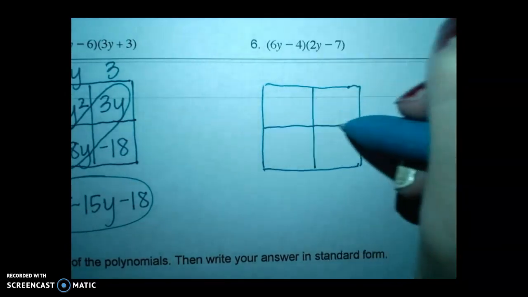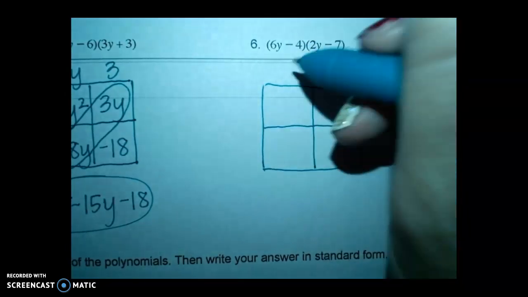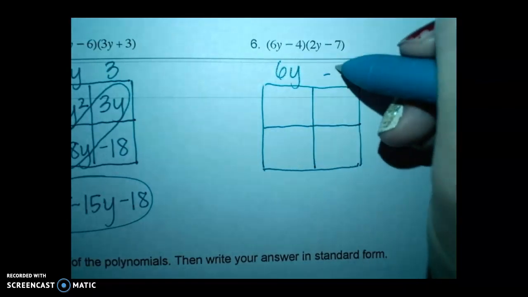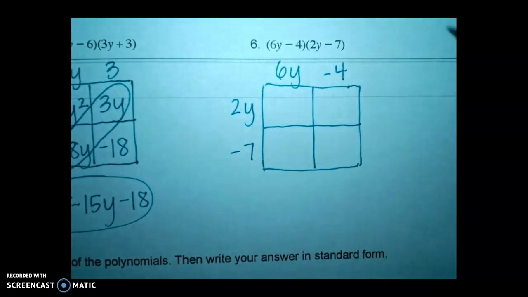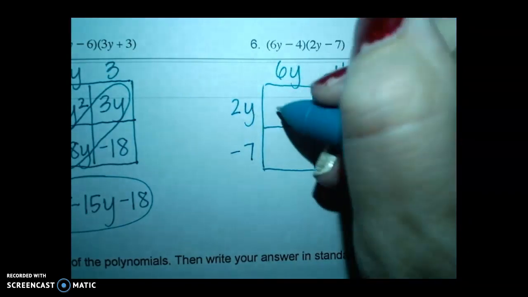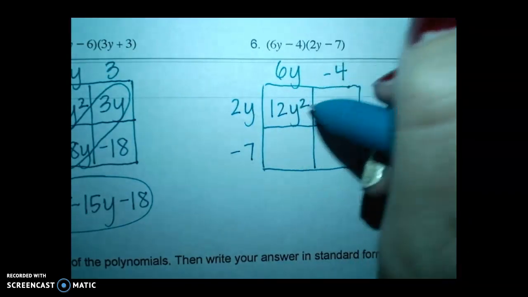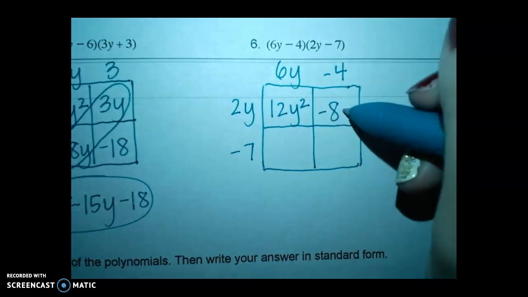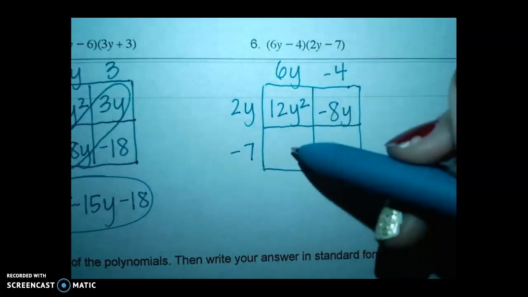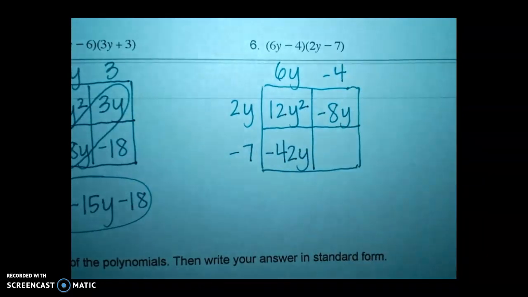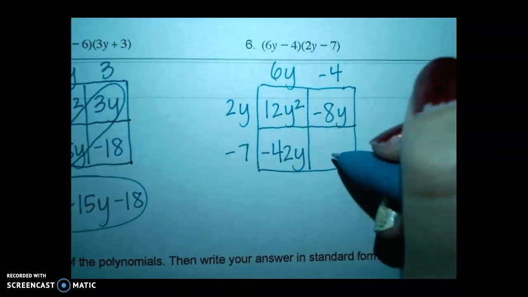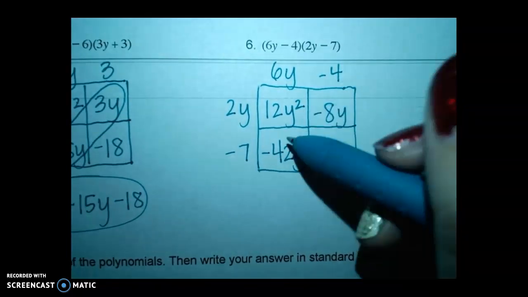2 columns, 2 rows, because it's a binomial and a binomial. 6y and negative 4, 2y and negative 7. 2y times 6y is 12y squared. 2y and negative 4 is negative 8y. 6y and negative 7 is negative 42y. And negative 7 times negative 4 is positive 28.